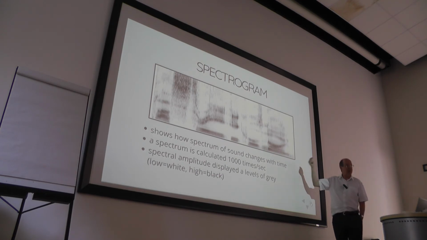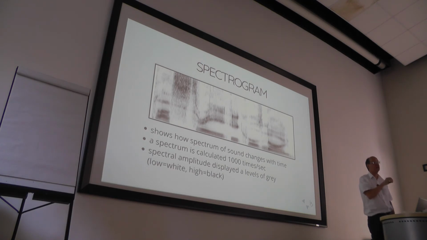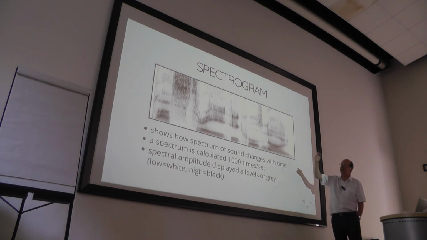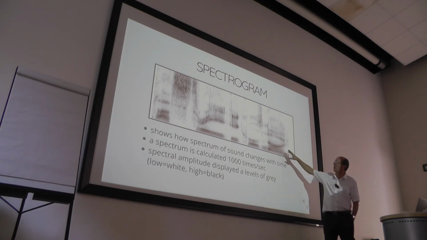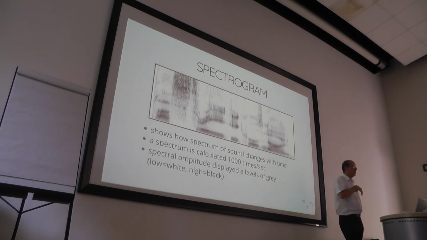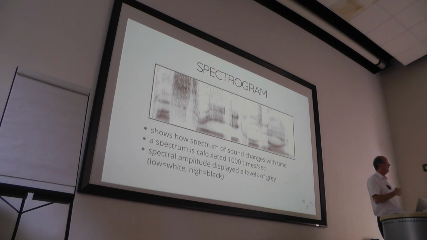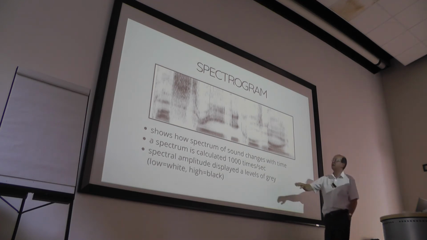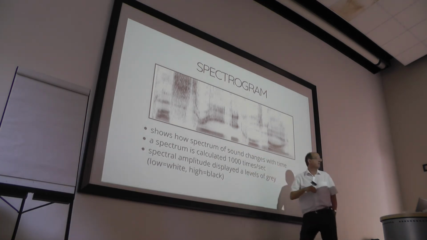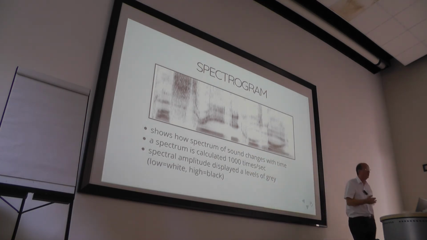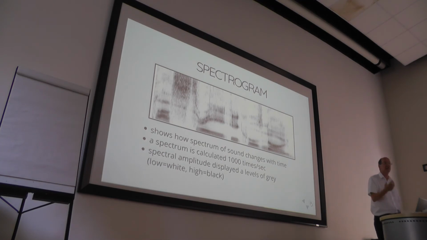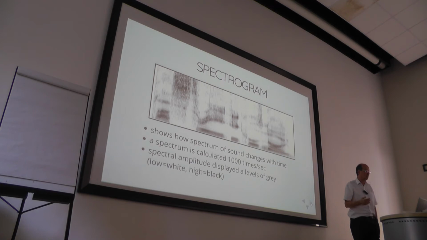And then the amplitude scale of the spectrum, which says how much of each component is present in the sound, is now encoded as a grey scale or a coloured scale. So where there is darkness in the picture, that means there is a lot of amplitude of that particular frequency component at that particular time. When there's white space in the spectrogram, then there's very little energy and very little amplitude of those particular frequency components at that particular time. So we're seeing how the spectrum of the sound changes with time.